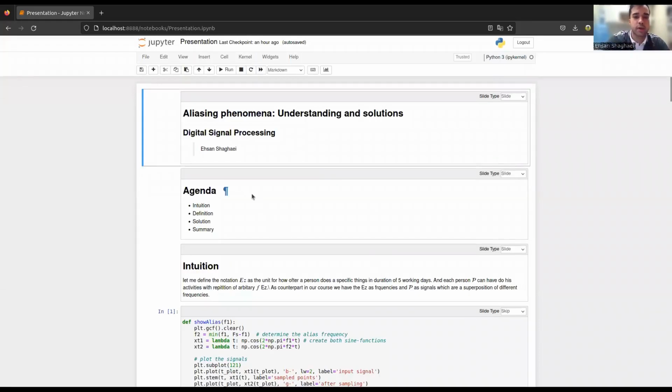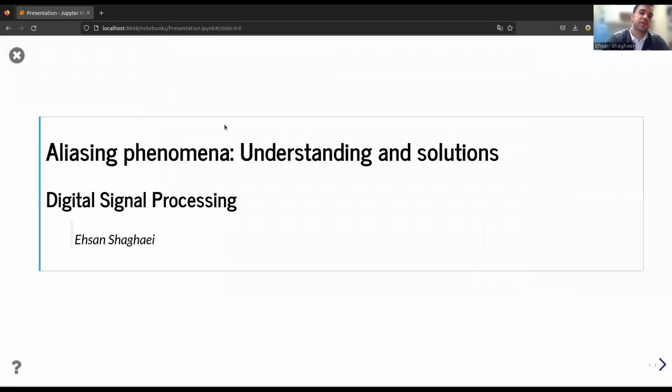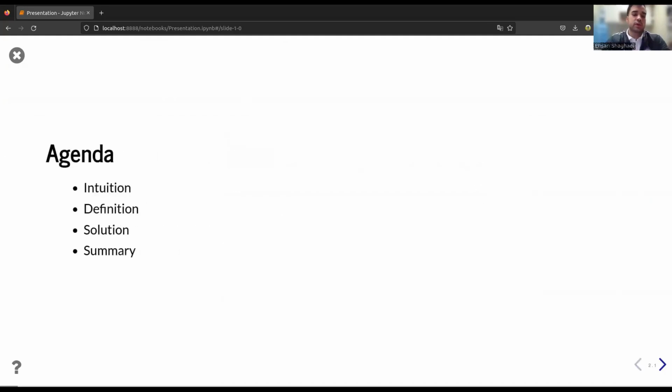Hello, everyone. I'm glad to be here for our lab on aliasing phenomena, in continuation to downsampling and sampling in your digital signal processing course. Today, first, we will build an intuition for what aliasing actually is. Then we will go through a more formal definition, present the solution to the aliasing issue with an example, and finally we will summarize our class.